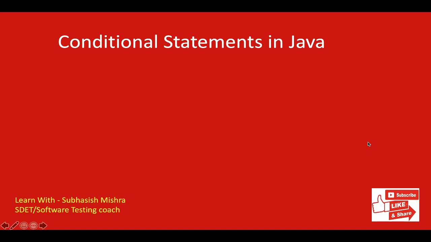Today we'll learn about control statements in Java. First, let's understand what a control statement means in our real life. It means a condition. If our condition is satisfied, then we perform some task, else we'll perform some other task.